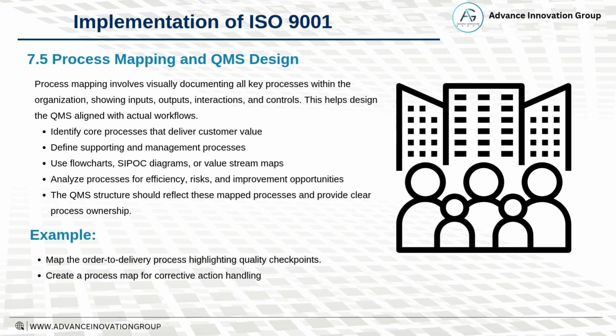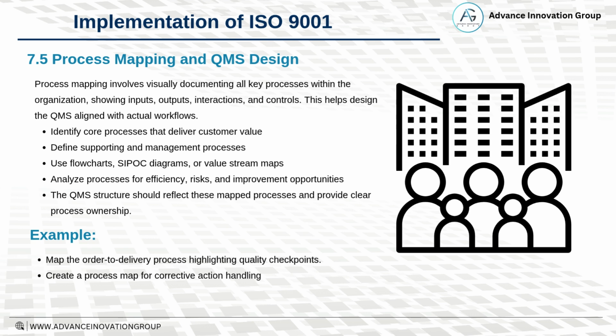We begin by identifying the core processes that directly deliver value to the customer, like sales, production, or service delivery. Then we identify supporting processes like HR or IT and management processes like planning or audits. We can use tools like flowcharts, SIPOC diagrams, or value stream maps. These maps help us analyze process efficiency, detect risks, and spot improvement opportunities.